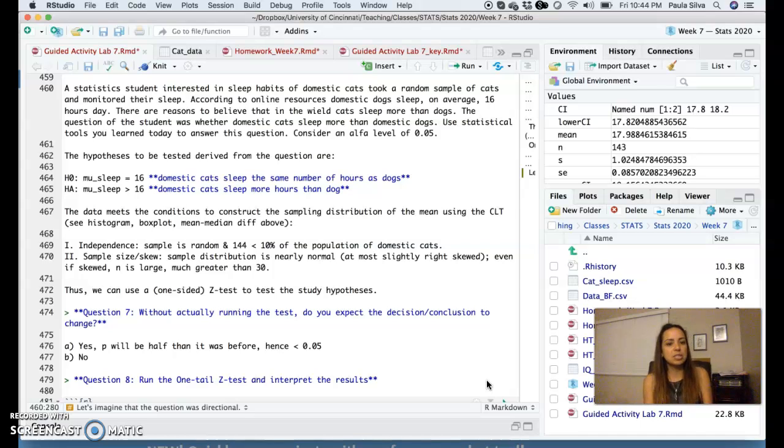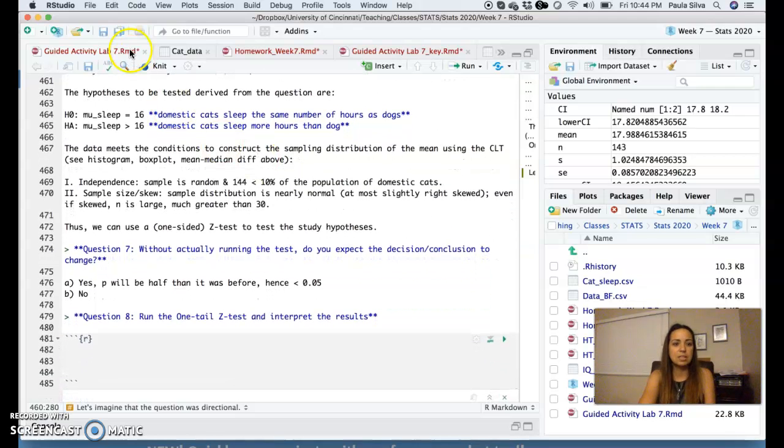So a statistics student interested in sleep habits of domestic cats took a random sample of cats and monitored their sleep. According to online resources, domestic dogs sleep on average 16 hours a day. There are reasons to believe that in the wild, cats sleep more than dogs. The question of the student was whether domestic cats sleep more than domestic dogs. I want you to use statistical tools that you learned today to answer this question and consider an alpha level to decide of 0.05.